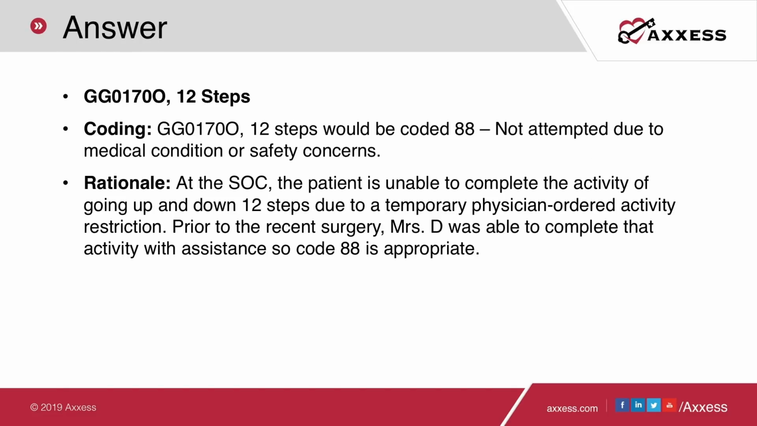That would be an 88, not attempted due to medical condition or safety concerns. At start of care, the patient's unable to complete the activity of going up and down 12 steps due to a temporary physician-ordered activity restriction. Prior to the surgery, she was able to complete that activity, so it wouldn't be an NA. That would make it an 88.